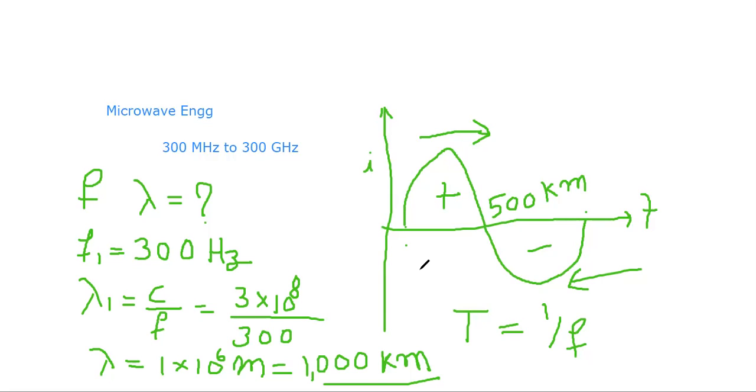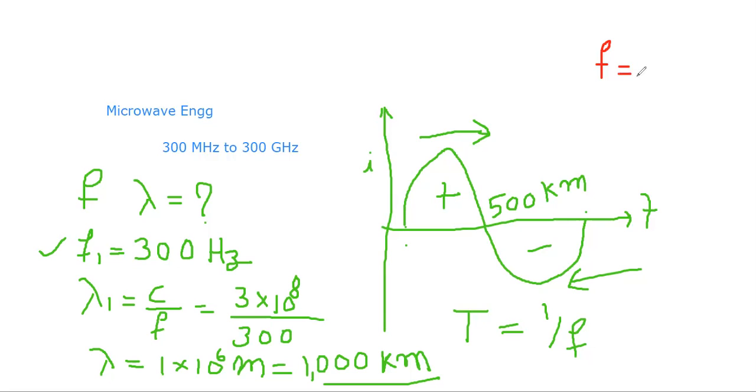So if you put a cable of 500 kilometer, this is for what specific frequency? This is for the frequency of 300 hertz. If you see at 300 hertz, then 500 kilometer it will go forward, 500 kilometer it will come back. But I'll take another example, a different frequency.